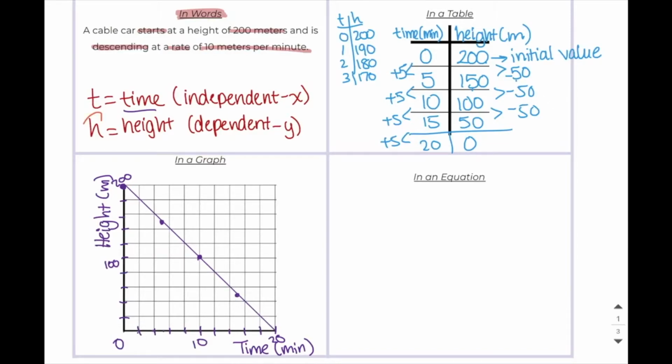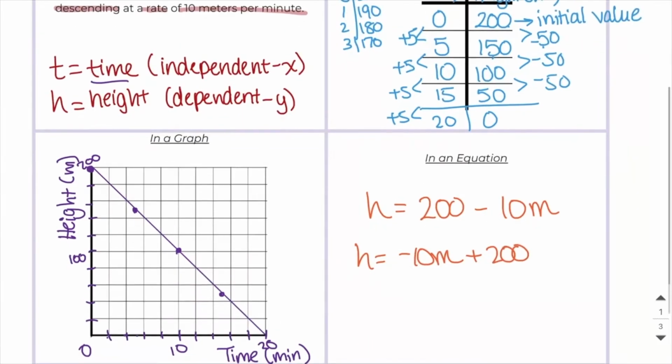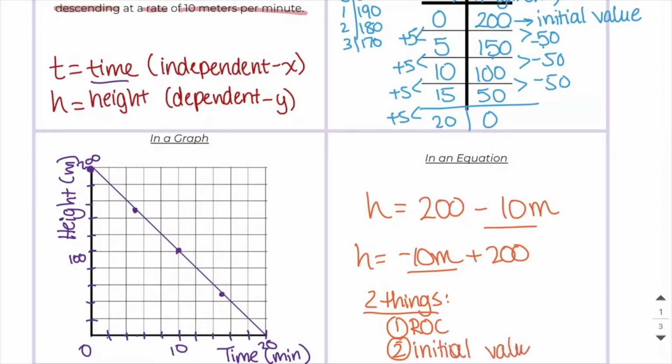And in our equation, we have h as our height right here. We know that our height is equal to, it starts at 200. It tells us it starts at 200, and it goes down by 10 meters for every minute. Or we could say it's going down by 10 meters for every minute, but it starts at 200. And just a quick note, whenever we're trying to find our equation, we need two things. We need our rate of change, which is this negative 10 that we have here, and we need our initial value, which is this 200 that we have here.